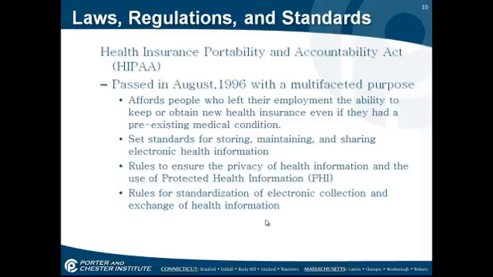It is going to set up rules that ensure that the privacy of this health information and the use of protected health information is overseen, and that there are rules set in place so that folks who have all their healthcare information out in an electronic format know that it is protected and it's not accessible to everyone.